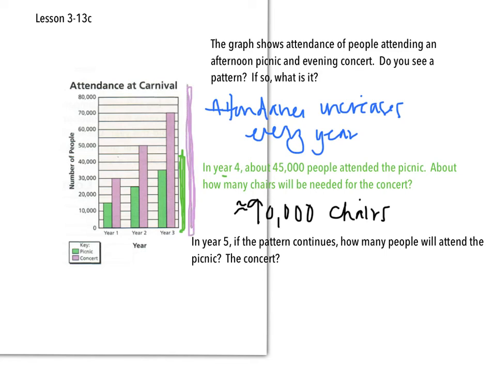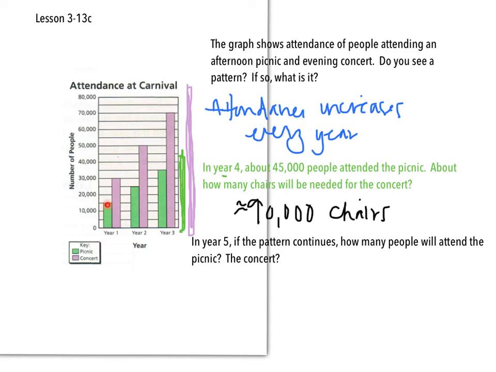So what can you draw and what can you extrapolate, which is what scientists call taking data and then filling it out to see what it would be. So why don't you take some time and extrapolate what you think attendance will be in year 5 for the picnic and the concert.